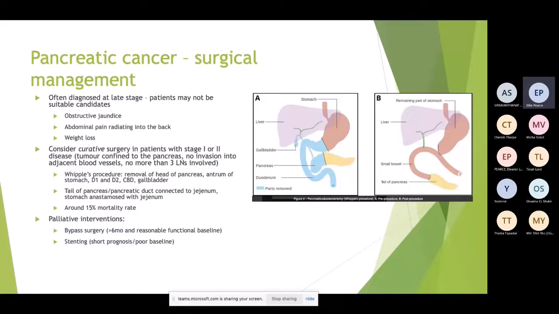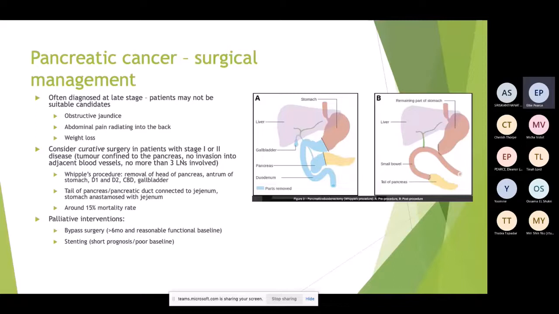Some presenting features of pancreatic cancer include obstructive jaundice, usually painless, and a painless palpable gallbladder. Courvoisier's law is something to remember: a palpable gallbladder with jaundice is malignant obstruction until proven otherwise. You often get abdominal pain that radiates into the back. You can have weight loss. Sometimes patients also develop new onset diabetes as well, as another one to think about.